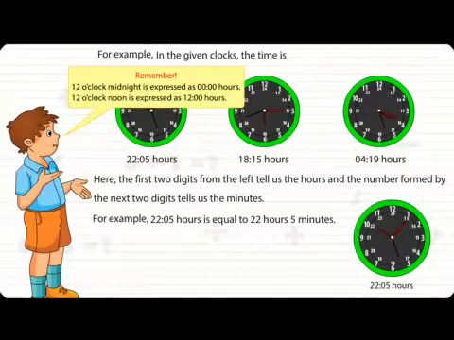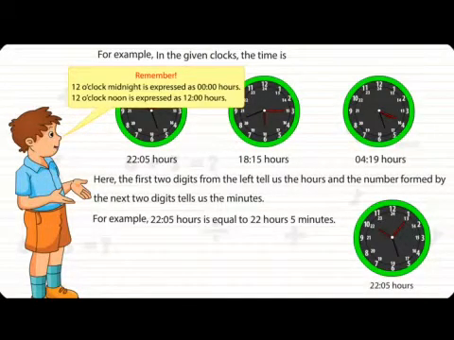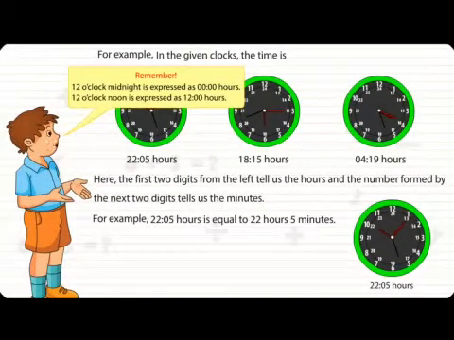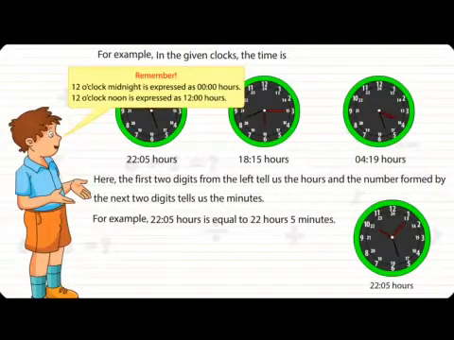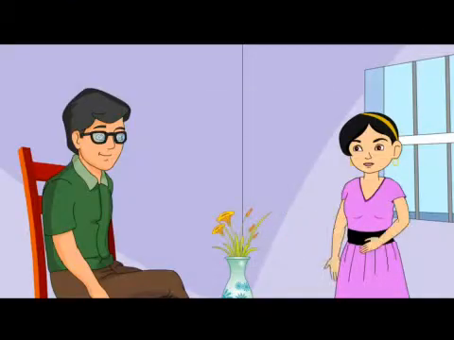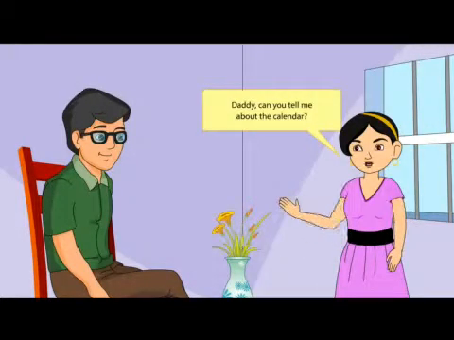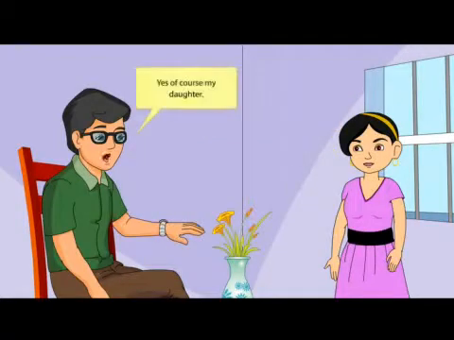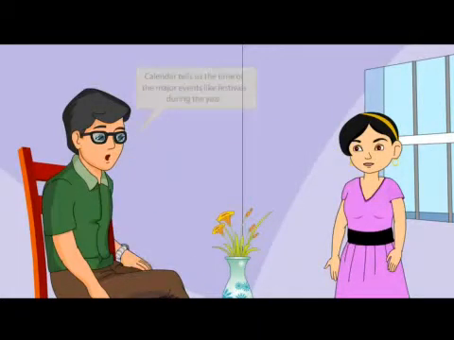Remember, 12 o'clock midnight is expressed as 0000 hours. 12 o'clock noon is expressed as 12:00 hours. The calendar. Daddy, can you tell me about the calendar? Yes, of course, my daughter.